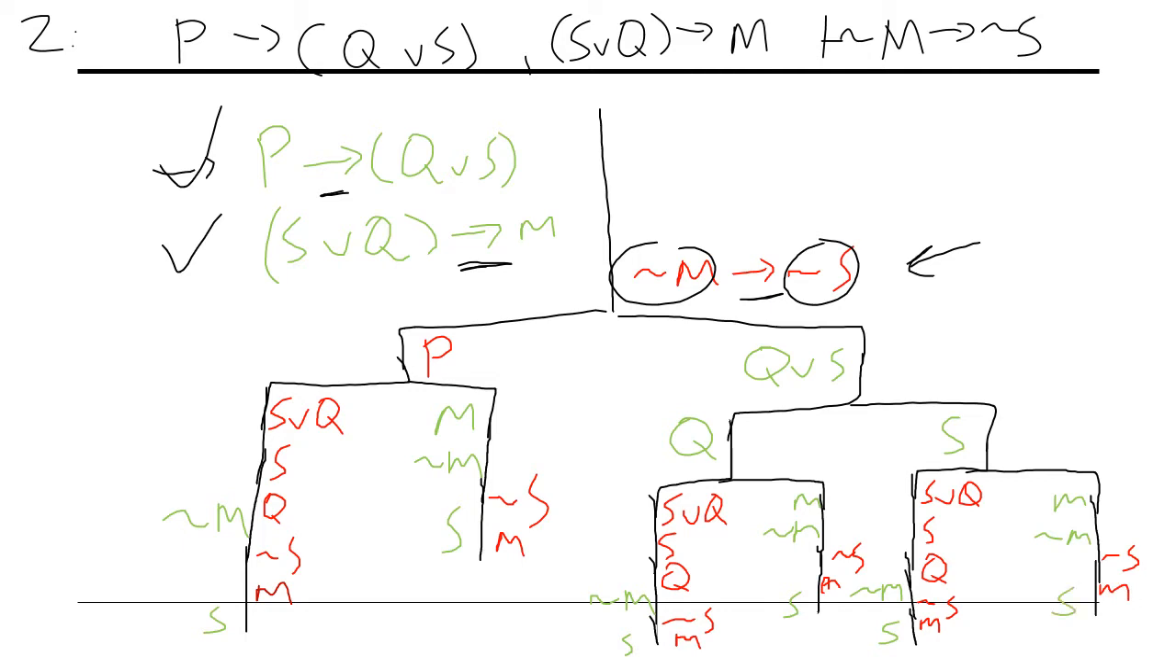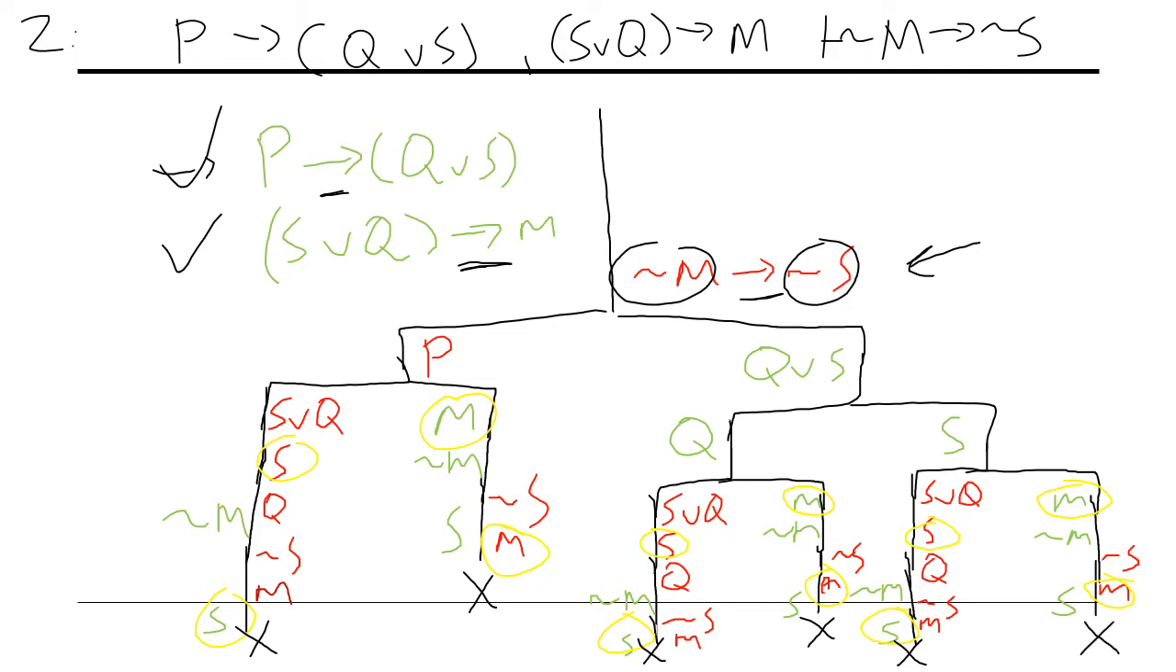Now, we can finally go back through and check our branches to see if any of them close off. First one here, I've got an S on the left-hand side, S on the right-hand side, so that won't close off. I got an M and an M on this branch, so that one will close off. I've got an S and an S here, so that one will close off. I've got an M and an M here, so that one will close off. I've got an S and an S here, that one will close off. And then I've got an M and an M here, so that one will close off.